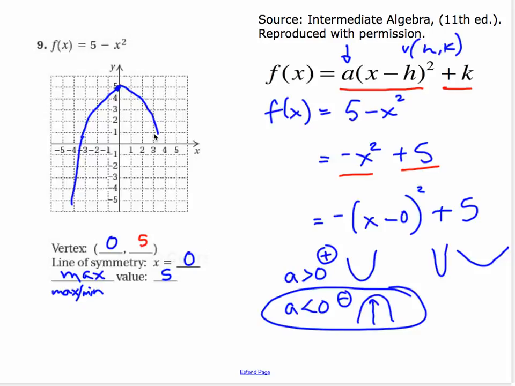Now, I could keep going, but I'm going through the x-axis in spots where I'm just guessing. So I could do a table of values and say, if x is 2, what does y come out to be? If I put a 2 in there, 2 squared is 4, 5 minus 4 is 1. So at an x value of 2, the y value is 1.